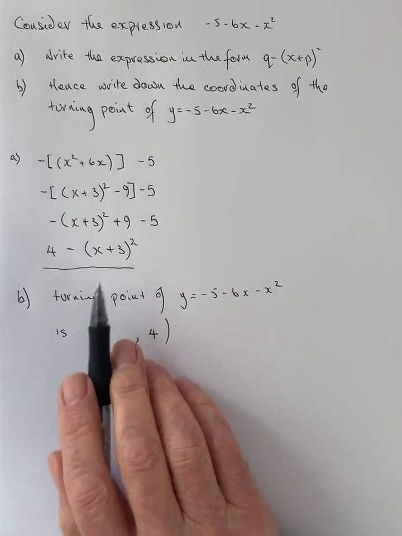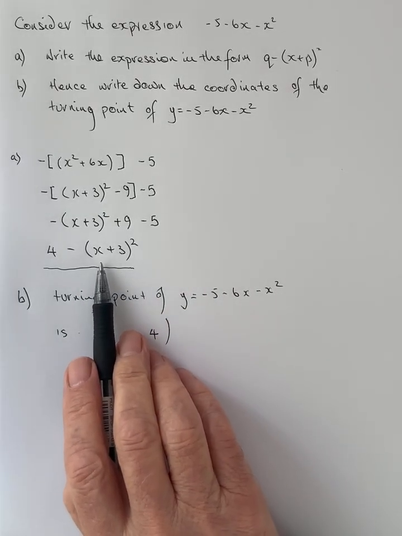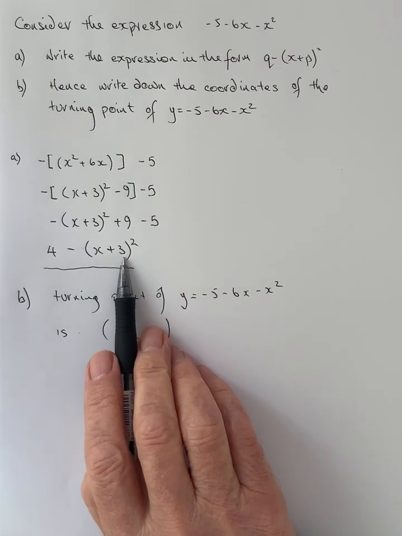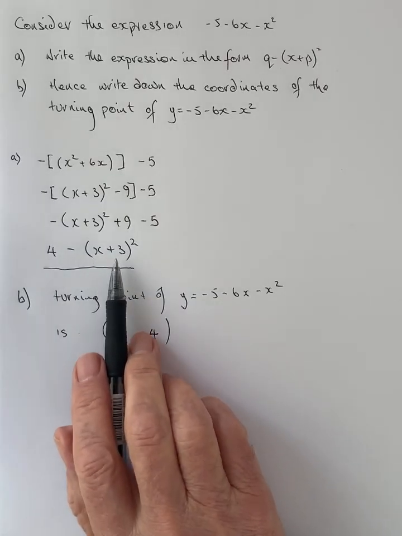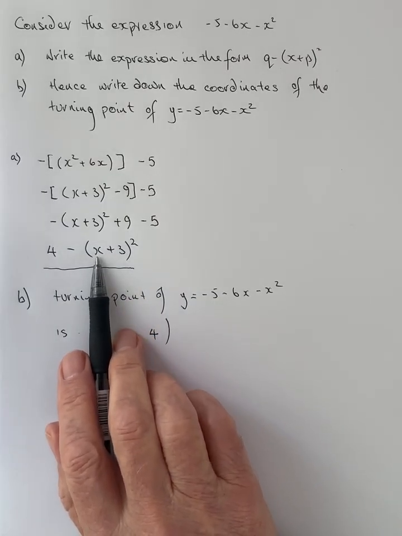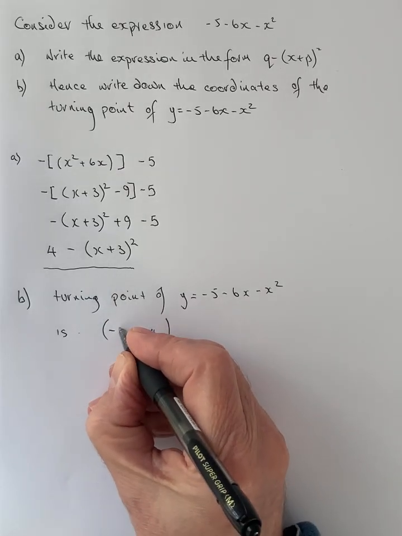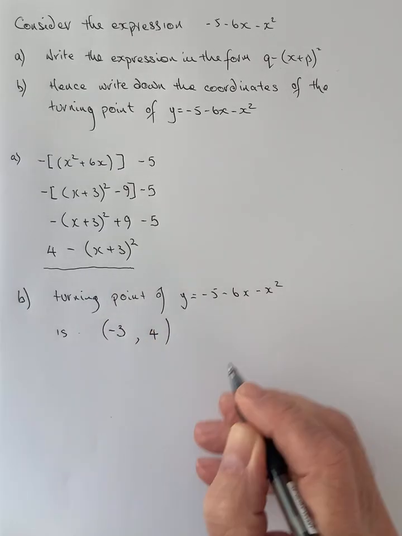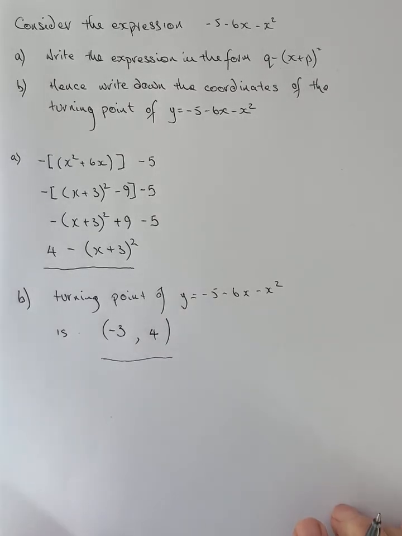The x coordinate is the number which makes this bracket equal to 0. And that is -3. -3 plus 3 equals 0. Okay, so it is -3. That is the turning point of this graph.